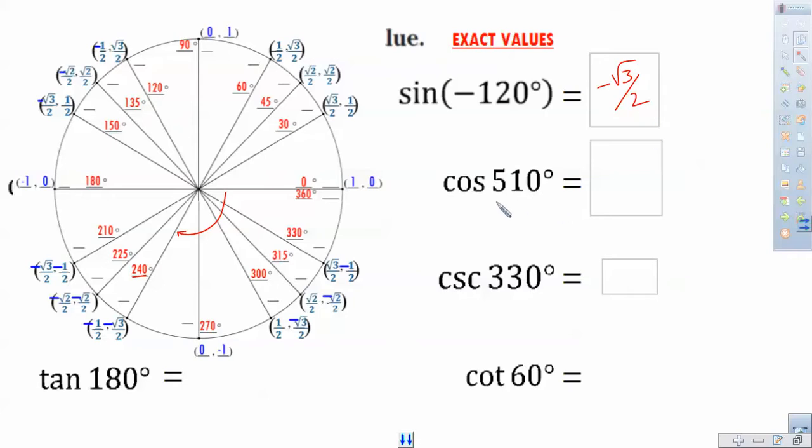Now 510, what you're going to want to do with that first is subtract 360. So when you subtract 360, we're at 150 degrees. So 510 is coterminal with 150. So we want the x coordinate at the 150 mark, so we have negative square root 3 over 2.